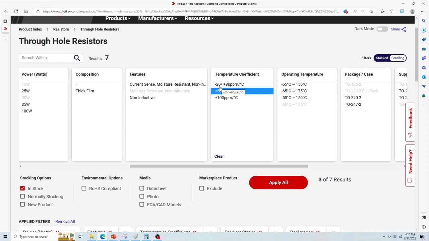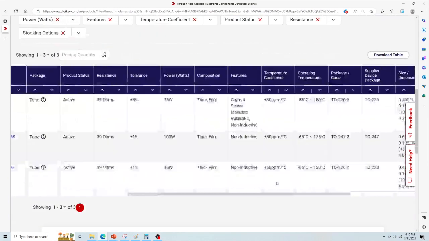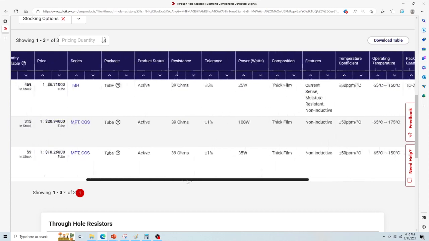Okay, that means it's minus 20 parts per million if the temperature goes down, and it's plus 80 parts per million when the temperature goes up. Let's just pick the 50 parts per million. Let's get the best we can. Why not? Okay, we're down to 3 results. Let me slide back over.